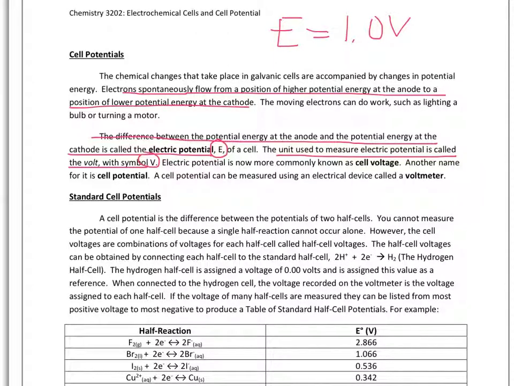Electric potential is now more commonly known as cell voltage. It could also be called cell potential. So note that when we're asking questions, I can either use electric potential, cell voltage, or cell potential. Cell potential is measured using a device called a voltmeter.